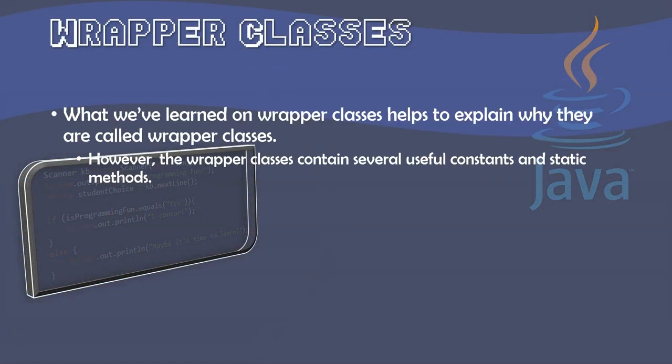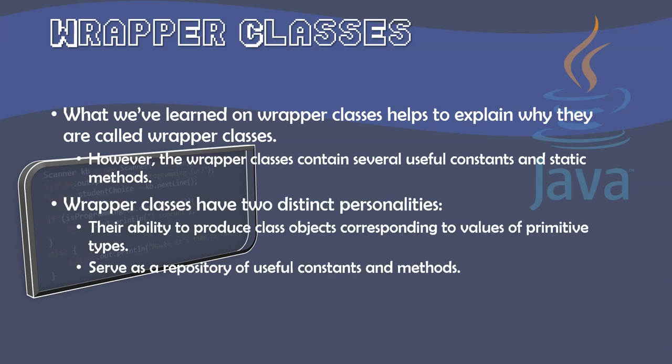So with wrapper classes, we previously talked about why we call them that, because it allows us to box and unbox primitive types. However, they're not simply limited to that. They also contain several constants and static methods that we can use to make our code much more powerful. Now, wrapper classes have two distinct personalities.